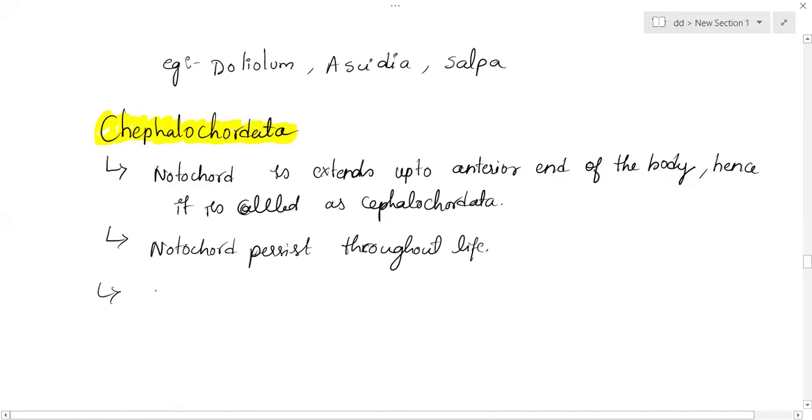Here, pharyngeal gill slits are numerous, I would say, and are better developed.